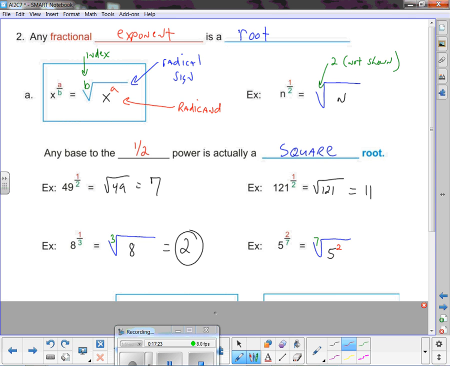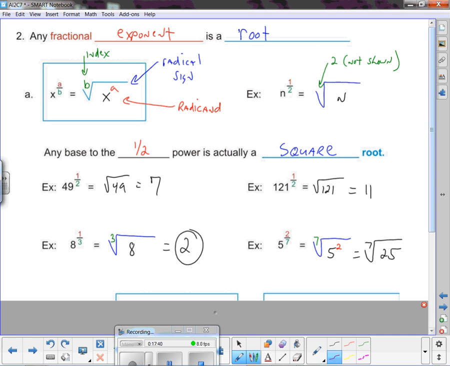We're going to use the numerator of the fraction, right? 5 squared. Now, proper form is to go ahead and simplify this. So we would say the 7th root of 25, right? The 7th root of 25 for the 7th root. Cube root, square root, etc.